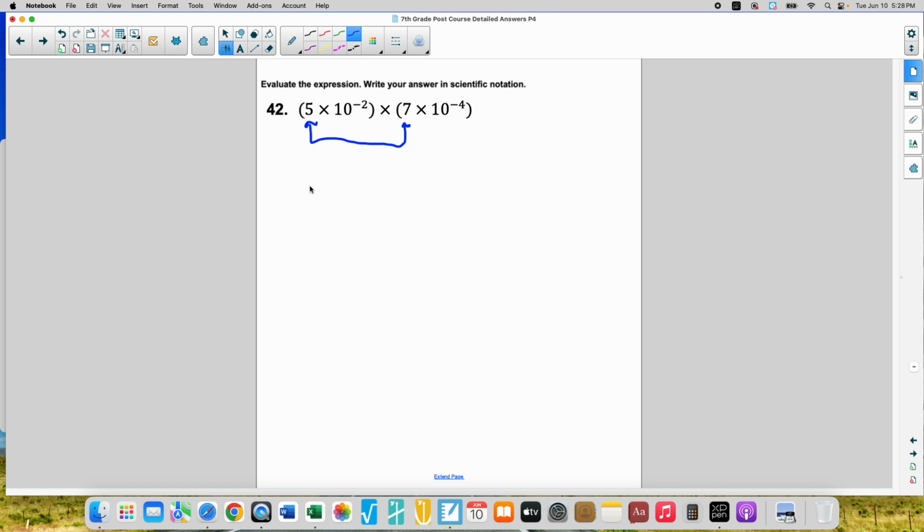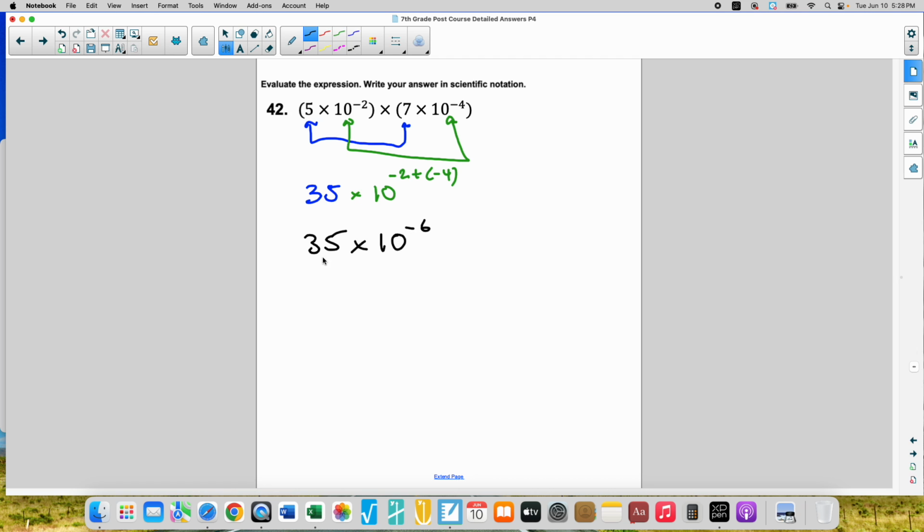So we have 5 times 7, which is 35. Then we're going to multiply the like bases. When we multiply like bases, we are going to add their exponents. That doesn't look like adding, does it, Mr. Mack? It is, but we're going to add their exponents. So we get 35 times 10 to the negative 6.